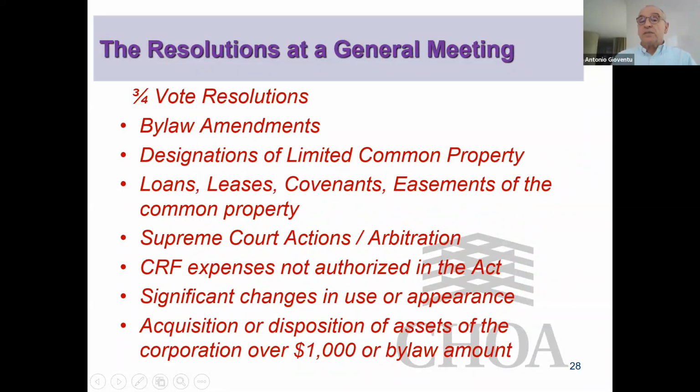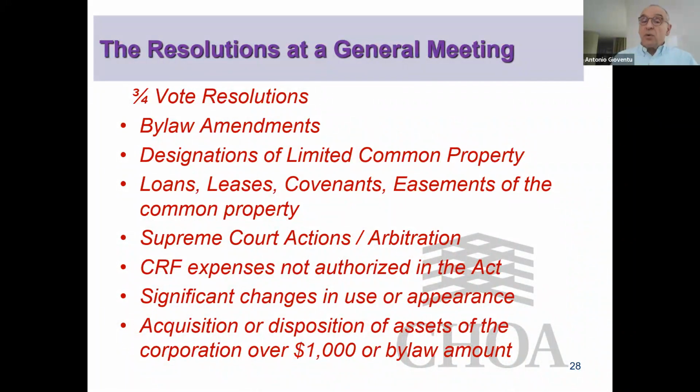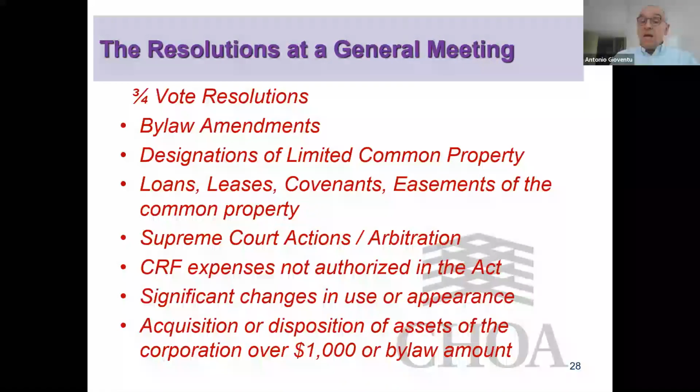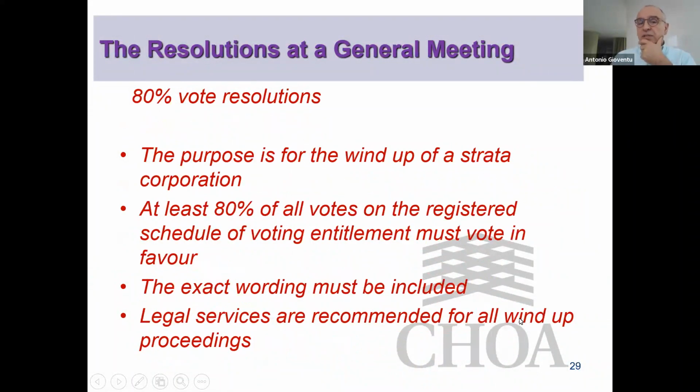Here are typical three-quarters vote resolutions that we would include with a notice package: bylaw amendments, designations of limited common property, anything to do with any loans, leases, covenants, or easements of the common property. Supreme Court actions by the strata corporation or arbitration are a three-quarters vote. CRF expenses that are not authorized under the previous exemptions in the Act, significant changes in use or appearance of common property, or the acquisition or disposal of assets over $1,000 or an amount stipulated in the bylaws. And there are some other rarely used examples, but these are the most common for most strata corporations.